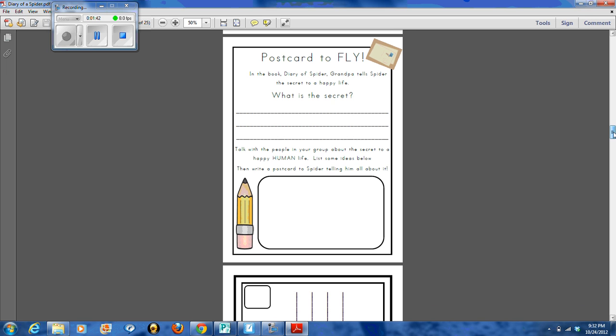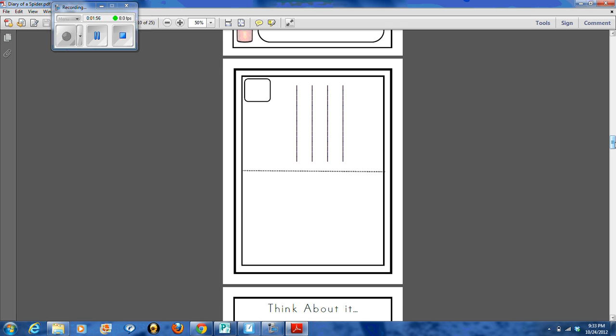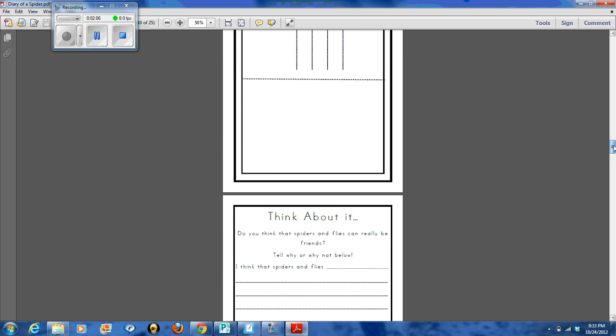After we read the story, we take some time and talk about how Grandpa tells Spider the secret to a happy life. And my groups discuss what they think the secret is to a happy human life, and they list a couple ideas. And then they write a postcard to Spider telling him what we think the happiness of a human life is.